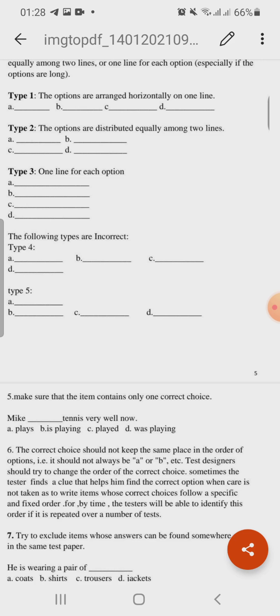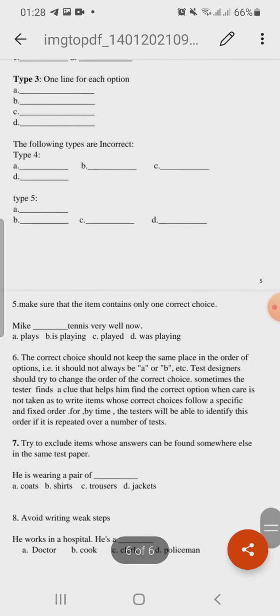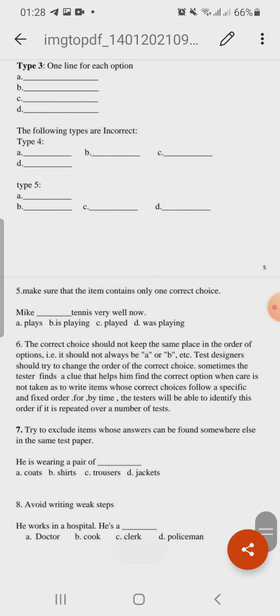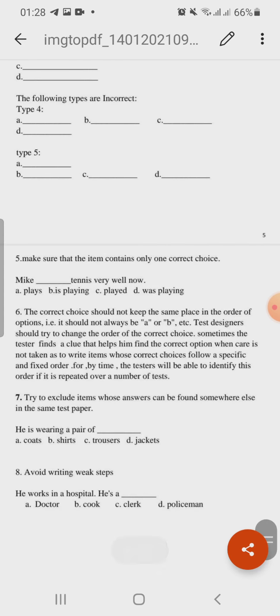The following types are incorrect. هذولي الأنواع خاطئة ترتيبا، بالنسبة للممتحن تعمل التباس. Type 4, A, B, C, D underneath. Type 5, A is above, B, C and D. These last 2 types are wrong.